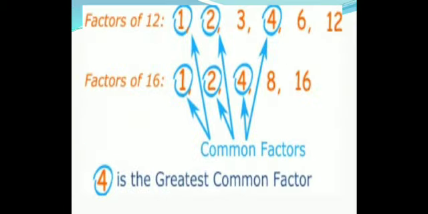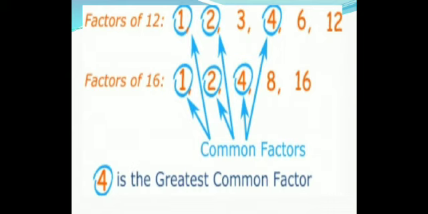Here we are having factors of 12 and factors of 16. So you can see here factors of 12 are 1, 2, 3, 4, 6 and 12, and factors of 16 are 1, 2, 4, 8 and 16. Now here we are having 1, 2 and 4 as the common factors of these two numbers, because both the numbers 12 and 16 are having 1, 2 and 4 in their factors, right? So these are the common factors of 12 and 16.